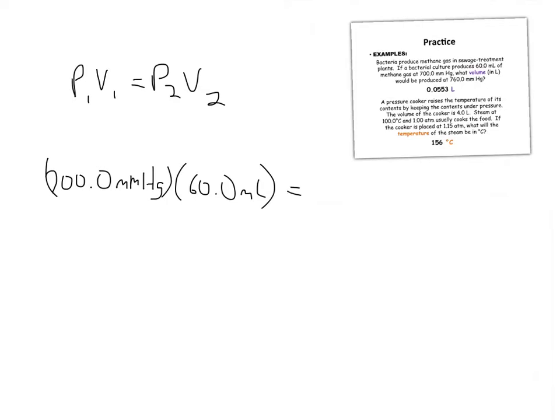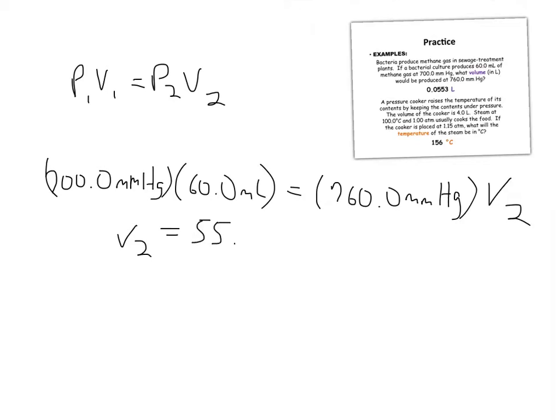And we are changing it to 760.0 millimeters of mercury pressure. But we don't know what volume that will be. So when you solve this equation for V2, you get roughly 55.263. Now, it's important to pay attention to what your units are. In the equation, your volume is in milliliters, therefore your volume 2 is going to be in milliliters.